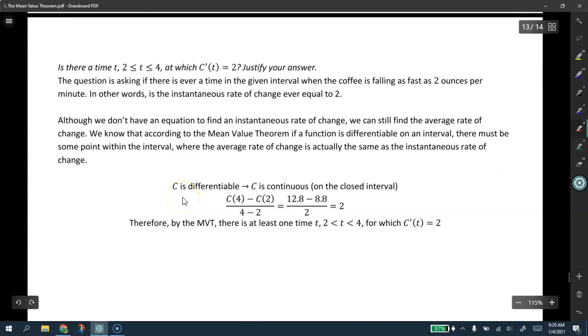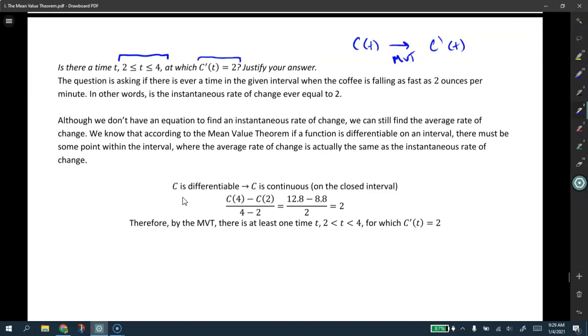Okay, the next question asks, is there a time in the interval 2 to 4 where the derivative is equal to 2? Now, how do I know that this is going to be the MVT? Because given a function, they have asked me something about its derivative being equal to a number. Okay, so how do we go about this?